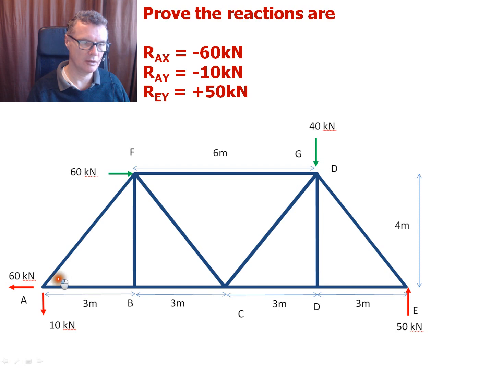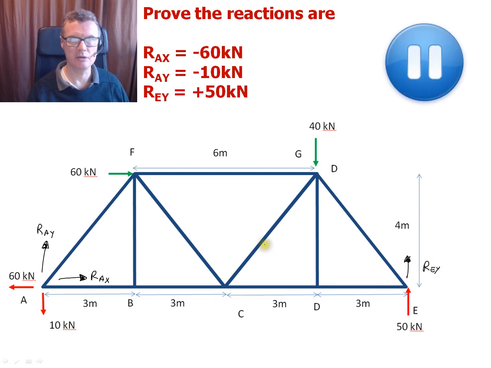So we're going to define a reaction here as our RAX, a reaction here as my RAY, and we're going to have a reaction here, my REY. So the question will be for you to then prove these numbers. Watch out, we've got an RAY, which is a negative reaction. So give that a go, and when you're ready, I will have a crack at it, show you what I would do.